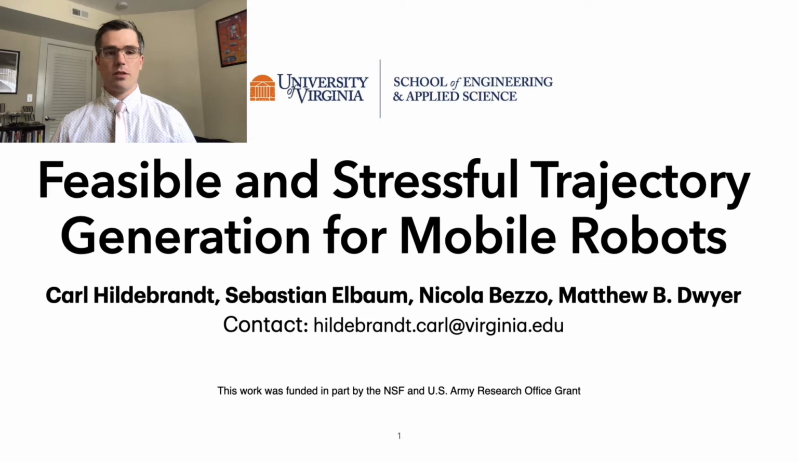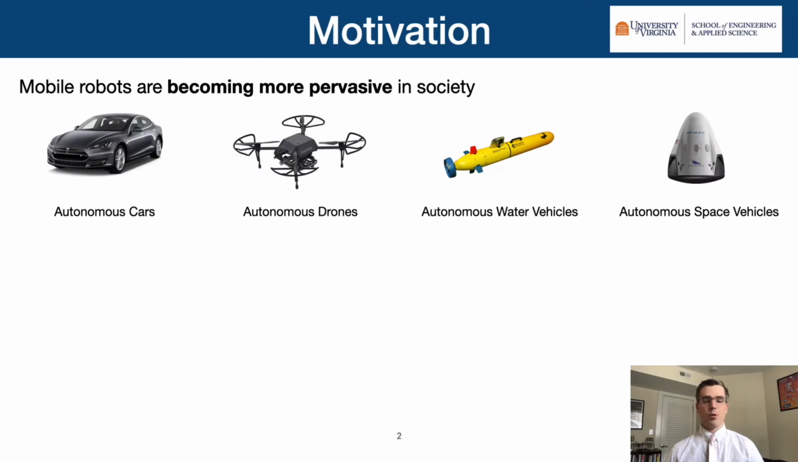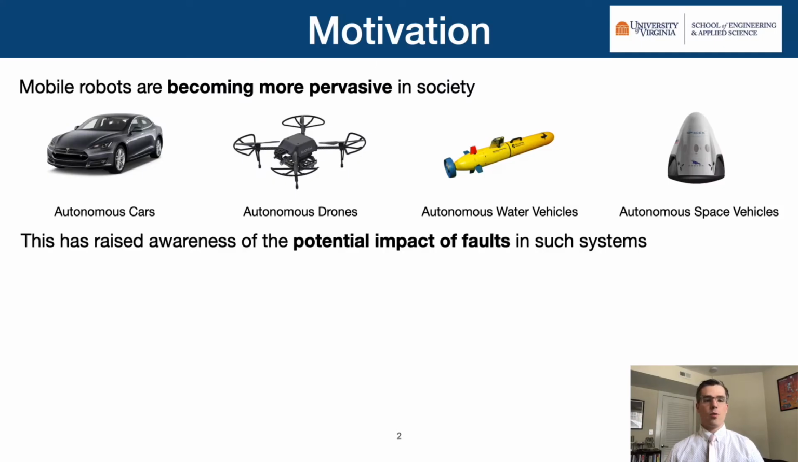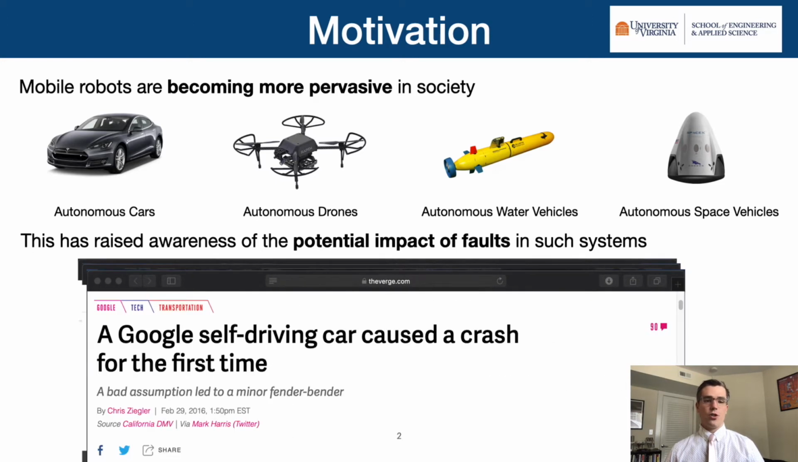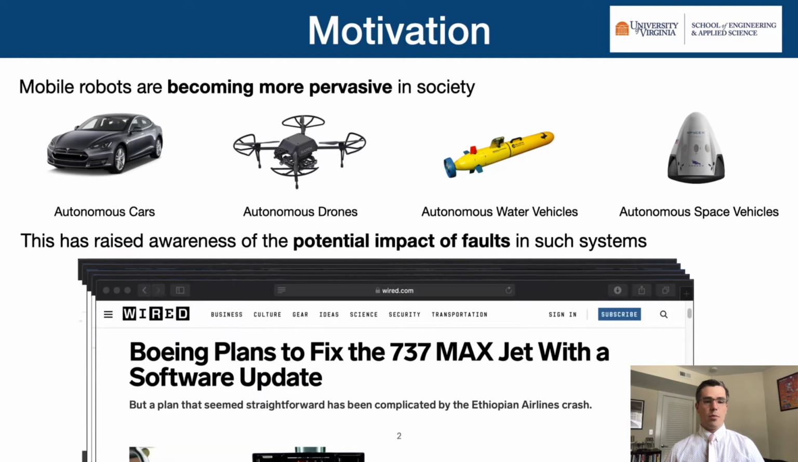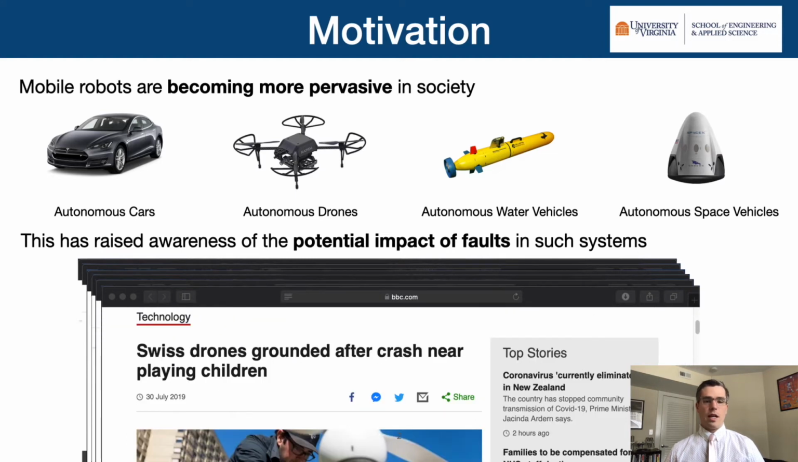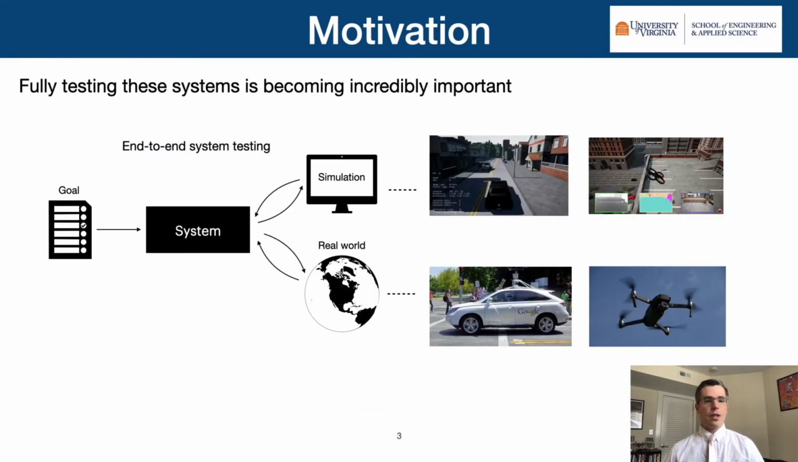As mobile robots become more pervasive in society, so does our awareness of the potential impact faults in these systems could have in society, not only in autonomous systems that we see every day, but in a wide range of vehicles, from autonomous car crashes to factory robots, airplanes, and autonomous drones, and this list could easily continue. As the impact of these faults becomes more apparent, testing of these systems becomes more important.